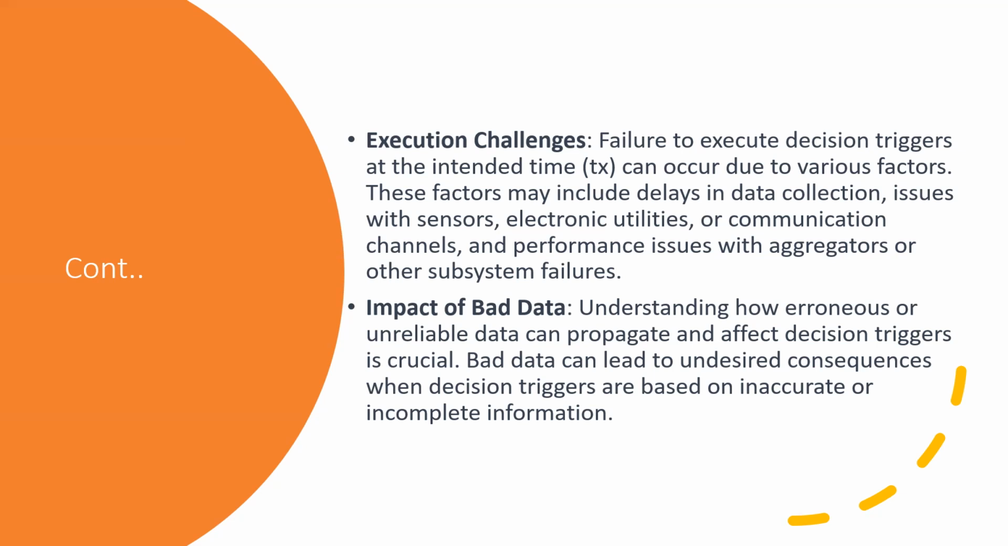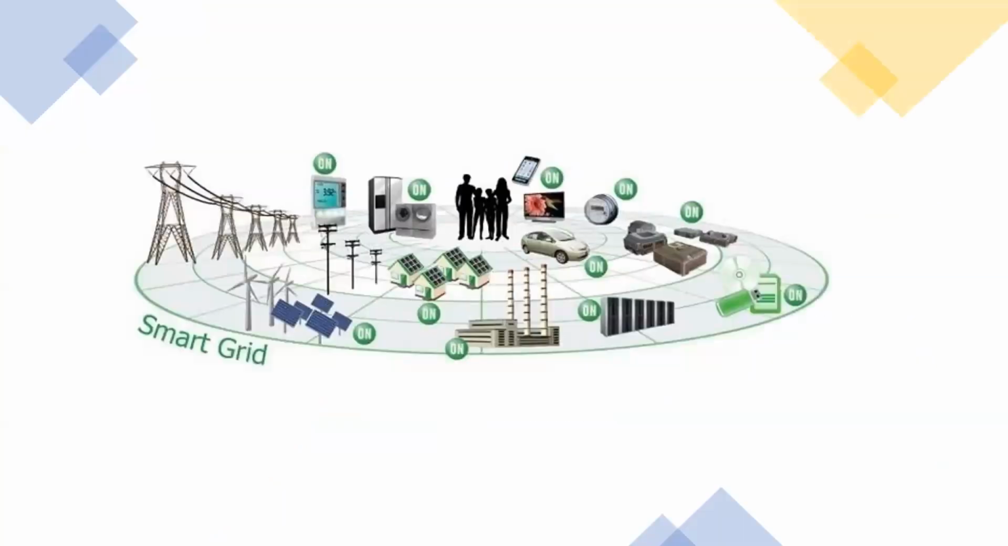Impact of bad data. Understanding how erroneous or unreliable data can propagate and affect decision triggers is crucial. Bad data can lead to undesired consequences when decision triggers are based on inaccurate or incomplete information.